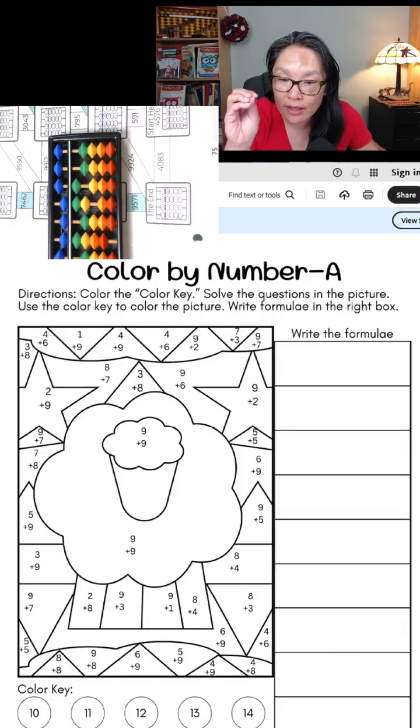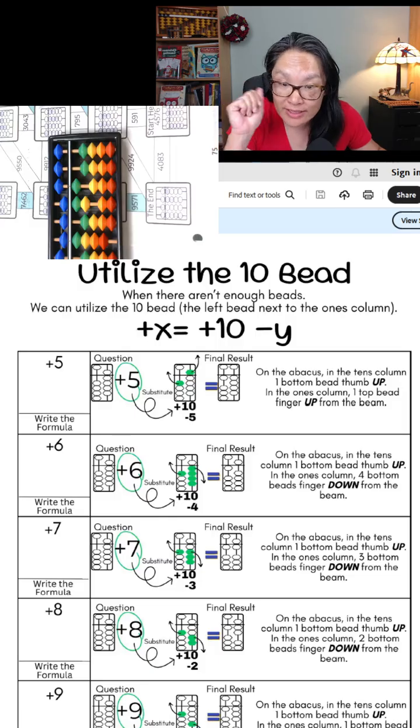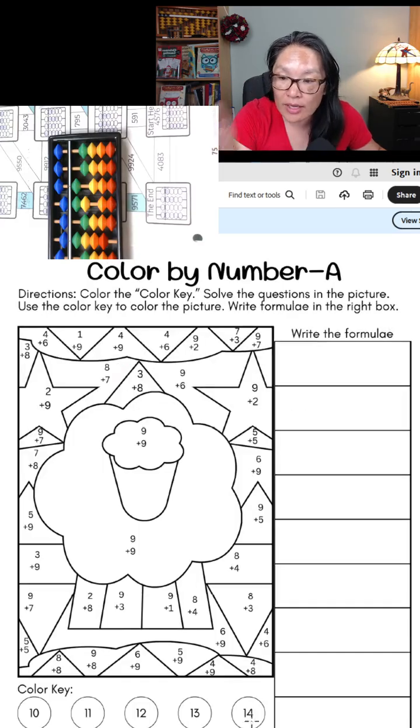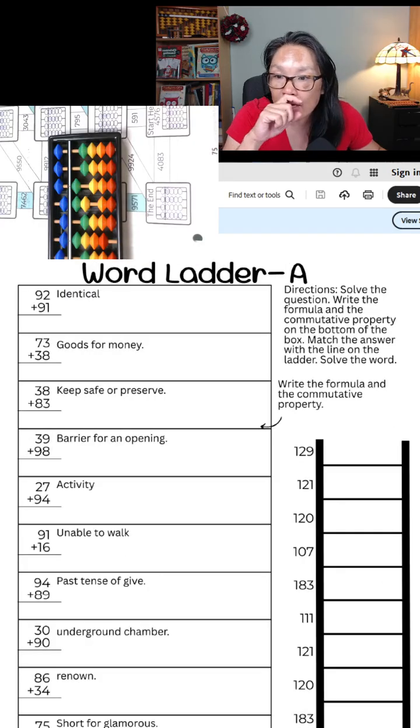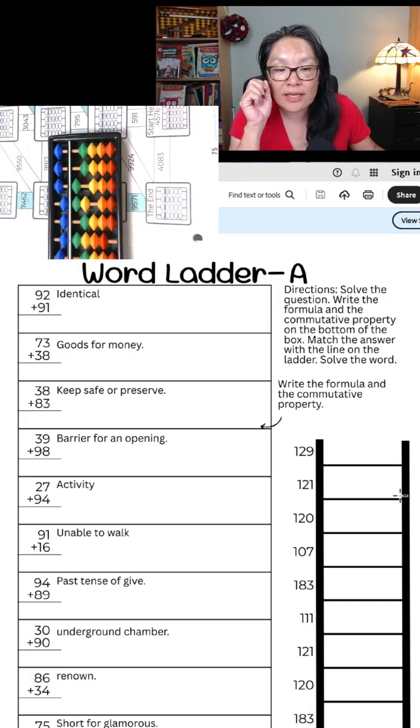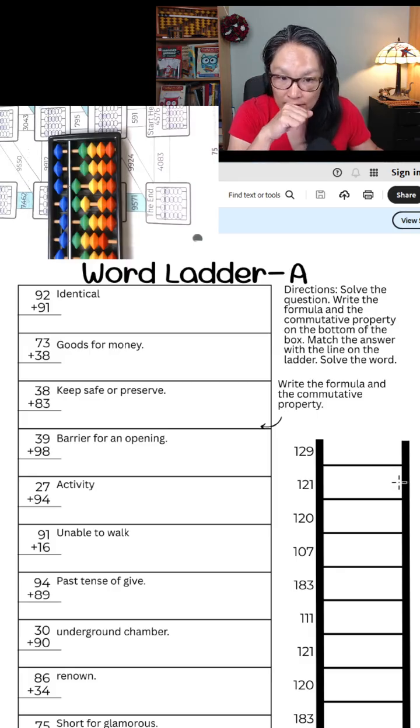Again, this is a summary of the 10, and then it's color by number, and then here is your color key, and then you have to write the formula on the side. And then this is a word ladder. So what I would recommend is answer the questions first, look at the numbers, and then here are the answers, and then you have to figure out what book this is. This is my preview of the Introduction to Abacus for Adults.